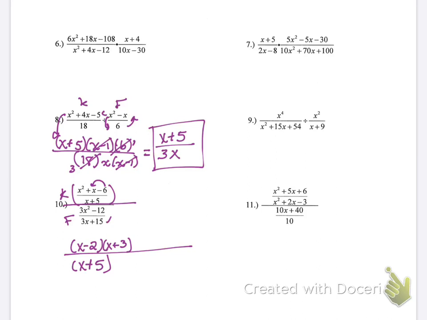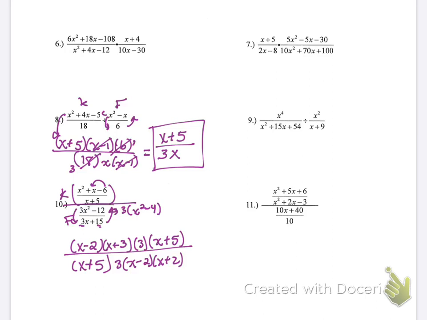Okay, then I need to flip the bottom. So first thing I notice is I can take a 3 out. When I move the 3x plus 15 to the top, I can take out a 3, and then I'm left with x plus 5. When I move the 3x squared minus 12 to the bottom, I'm going to take out a 3, and then I'm left with, let me just do this up here for you, x squared minus 4, which factors again to x minus 2, x plus 2.